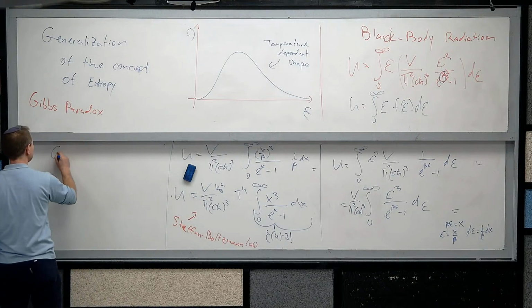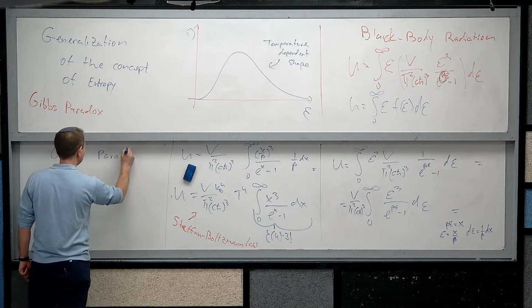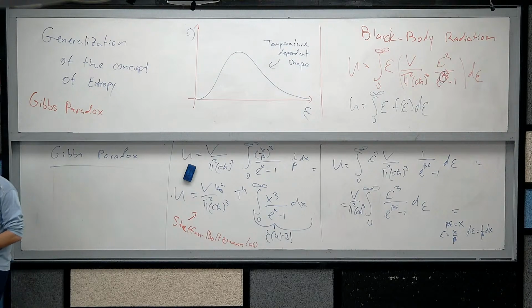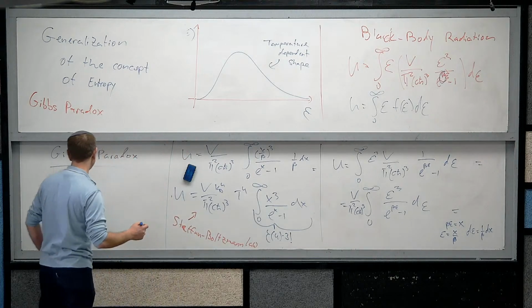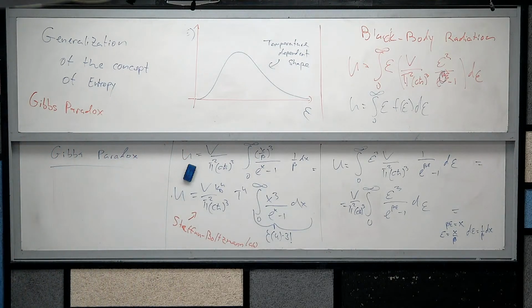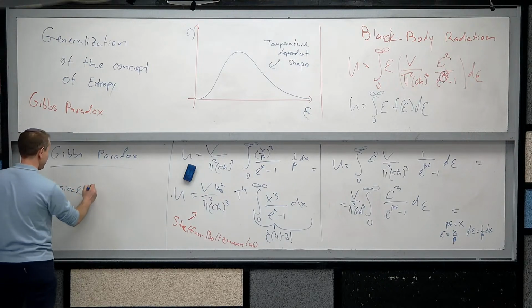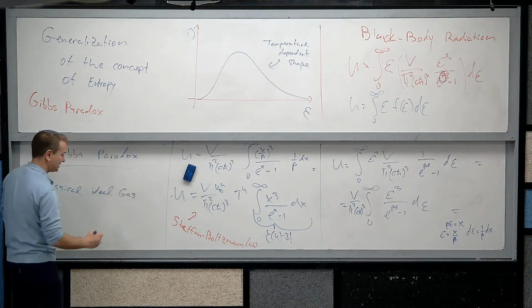So what is the Gibbs paradox? It's not really a paradox, well, in some sense it is, but it's really a manifestation of quantum properties of matter. So if we have a classical ideal gas, right?